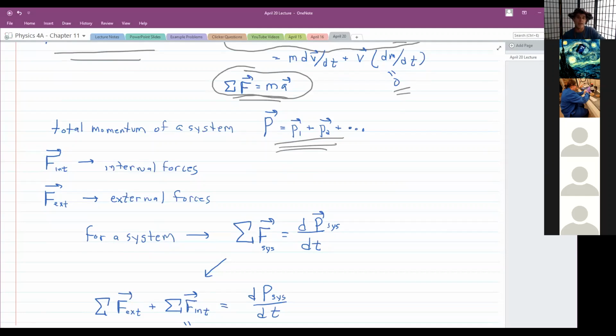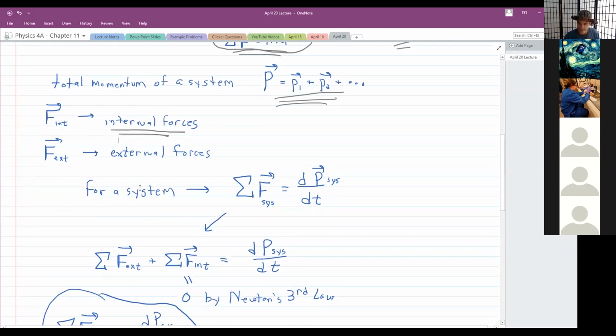Just like when we were looking at energy, we define our system. Anything that's not the system is the environment. Internal forces are forces objects within the system exert on other objects within the system. External forces are forces the environment exerts on the system. So what I can say is for a system, the sum of all the forces acting on the system equals the change in momentum of the system with respect to time.